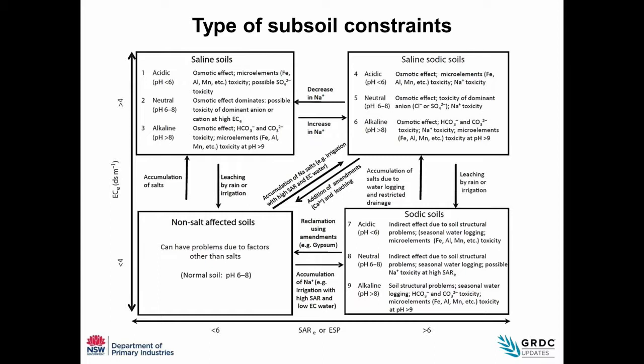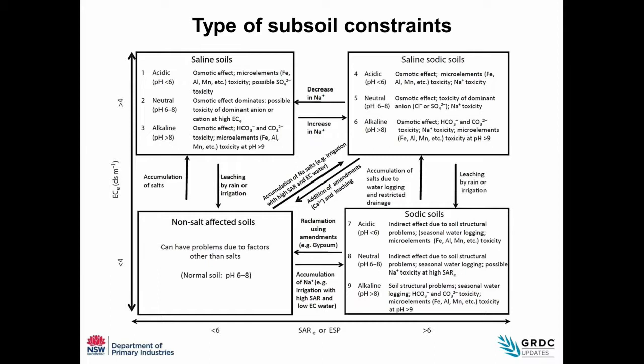And if the soil has an alkaline pH, you are expecting, again, a structural problem because of sodicity, but also problems with carbonate toxicity, aluminium toxicity or iron deficiency. So what it shows here is a very complex issue, because there are a few things happening at the same time, which makes it very difficult to manage.